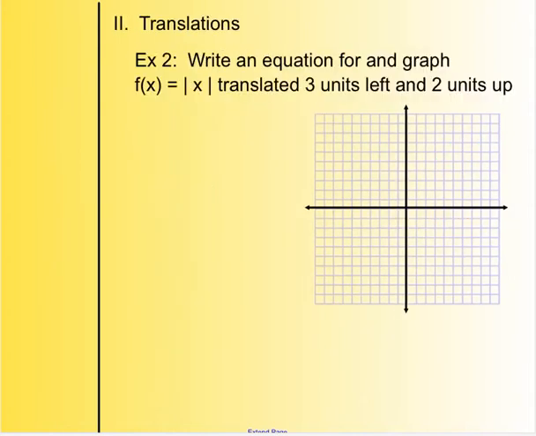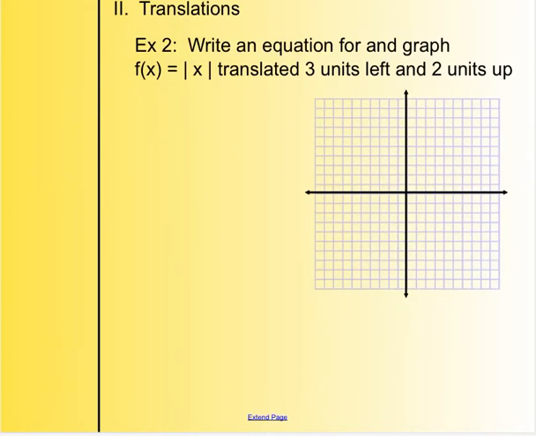So our next example is to translate the parent function 3 units left and 2 units up. And we also need to write the equation. I'm going to start with the graph. That tends to be a little easier. So thinking about the vertex was at 0, 0, I'm just going to go ahead and shift the vertex 3 units left, 2 units up. So here's my new vertex. And then remember the slope off to the right was +1, and the slope off to the left was -1. So we got our nice V shape and our relatively straight lines.